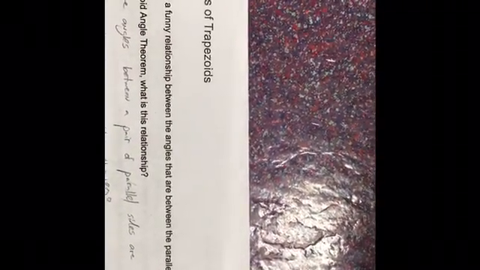Properties of trapezoids. Trapezoids exhibit a funny relationship between the angles that are between the parallel sides of a trapezoid. This is the trapezoid angle theorem. What is the relationship? Well, we say consecutive angles between a pair of parallel sides are supplementary. This is a result of when we said we had a transversal that cuts across two parallel lines. Then we know that this angle and this angle are supplementary. Supplementary means what? It means they add up to 180 degrees.